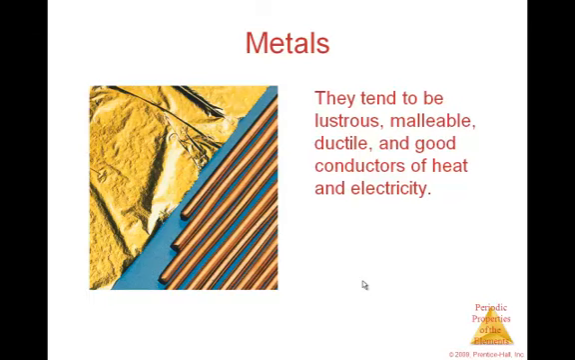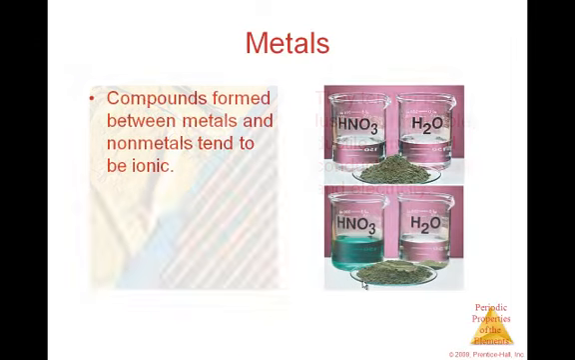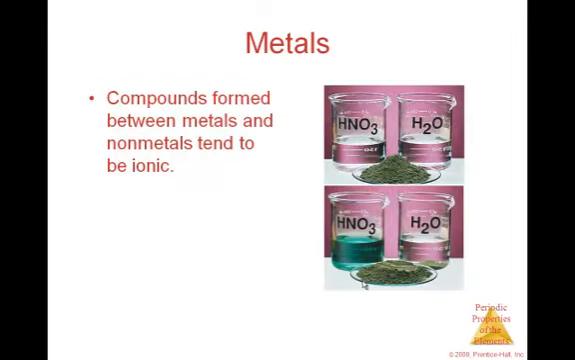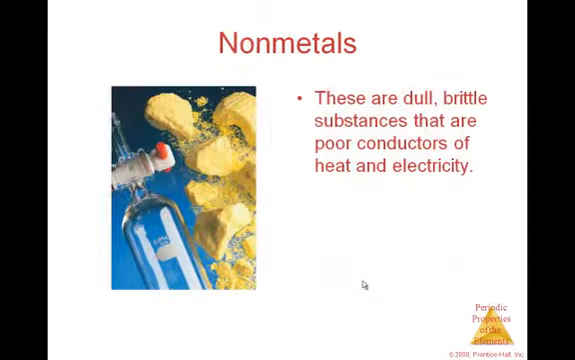Metals also tend to have a luster. They are malleable and ductile, and they conduct heat and electricity. And of course, as we've said earlier, compounds formed between metals and nonmetals tend to be ionic, and metal oxides tend to be basic. Nonmetals, however, are dull, brittle, and poor conductors of heat and electricity.